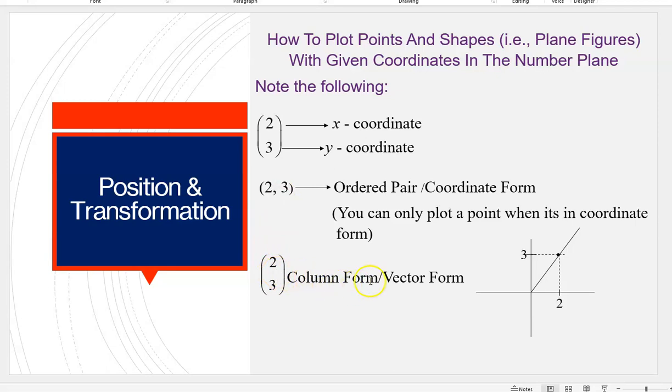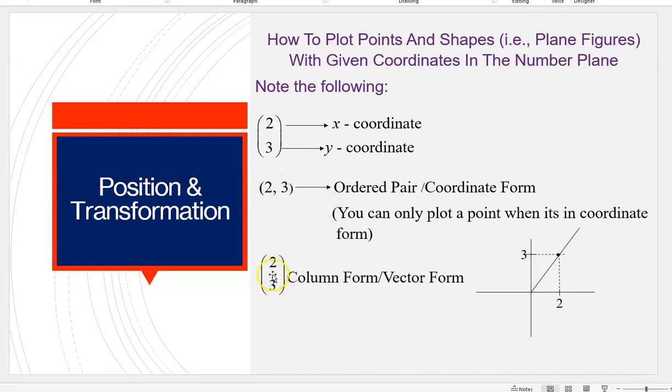And this is column form or vector form. Students always leave the answers in a column form, and then they use it to plot. When you do that, examiners will subtract some marks from your marks. If you want to plot this, this is how it will look like. And this is a vector, and that's the direction. So x is 2, y is 3. If you want to plot this, this is what you get. But if you want to plot this, you will get a point of intersection of 2 and 3.